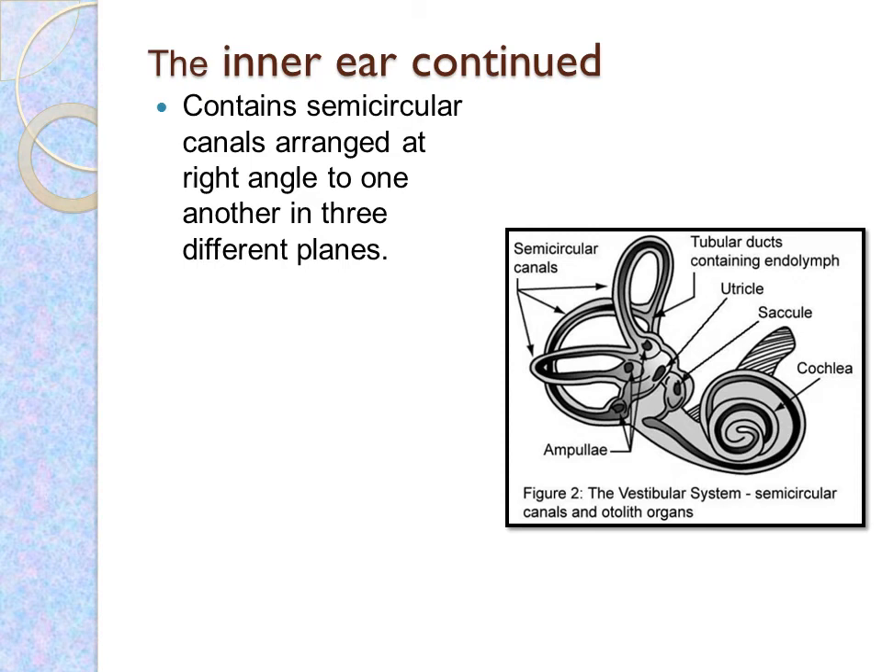Now come back to this inner ear continuation. In the last slide we discussed the semicircular canals, and these canals are arranged at right angles to each other in 3 different planes. One is horizontal and 2 are vertical, all at 90 degrees to each other, and they are filled with endolymph. One end of each canal is swollen to form an ampulla. You can see 3 canal ends are swollen to form ampullae.